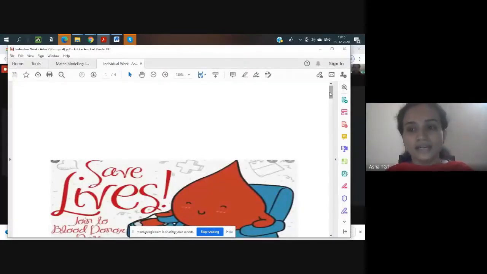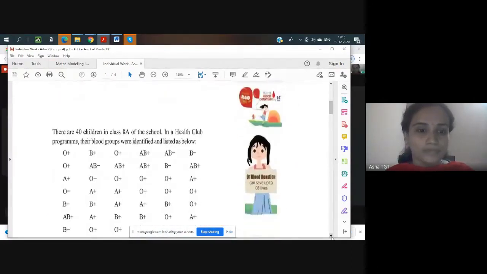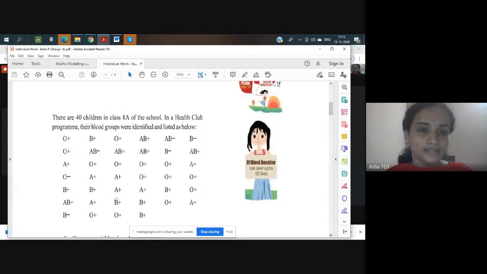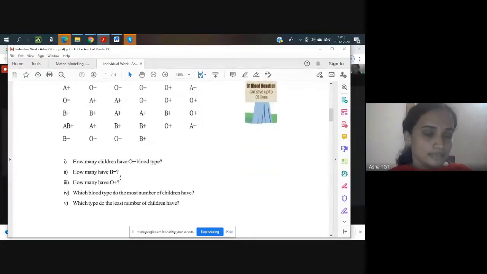A small data handling problem related to blood donation day, and this is the problem here. There are 40 children in class 8A of a school. In a health club program, the blood groups were identified and listed below. So these are the blood groups of the 40 students in a class, listed as raw data. Related to this data, 5 questions are asked, listed below. And here, students have to identify the easiest method to answer all these questions.